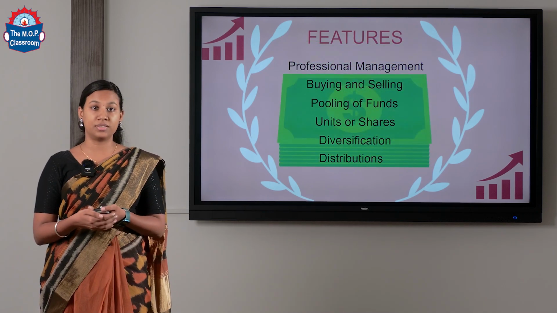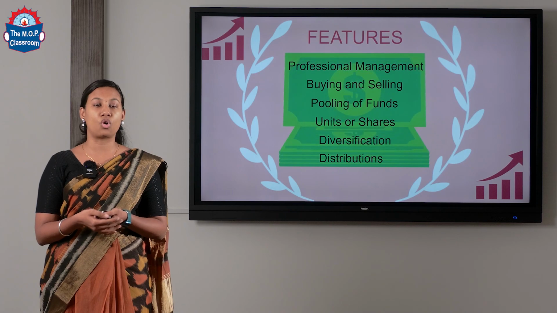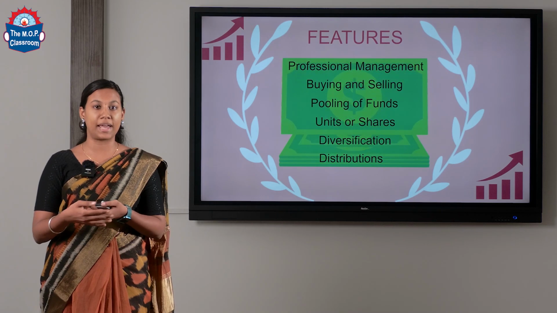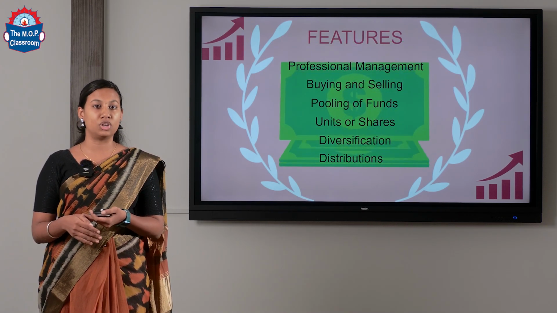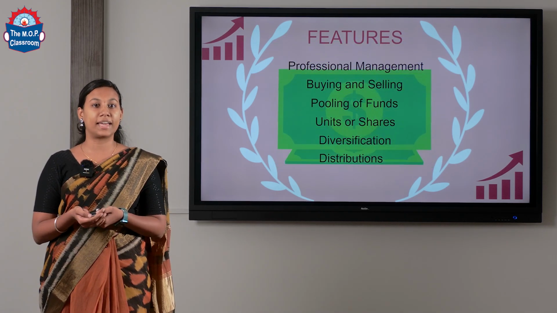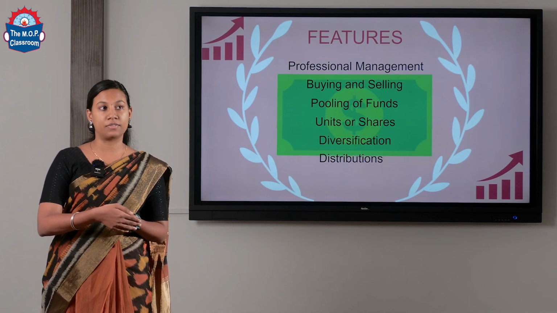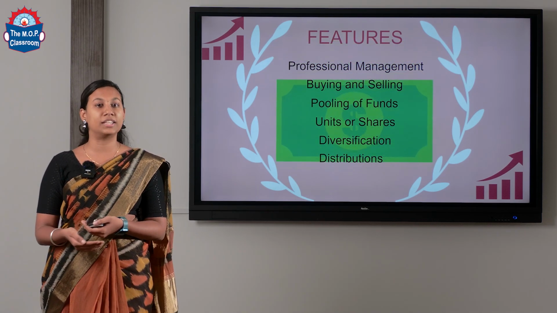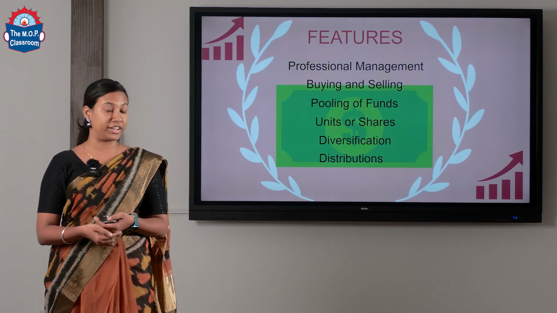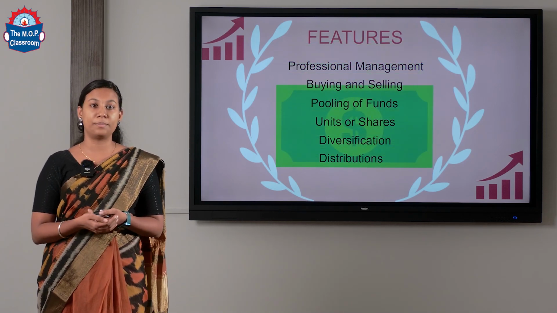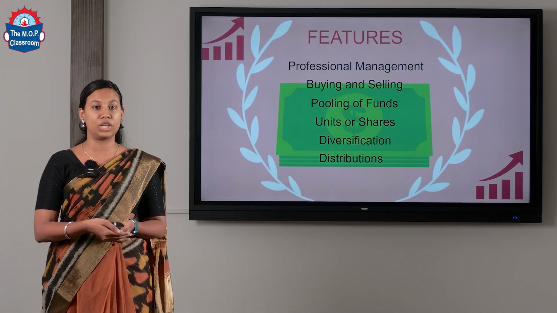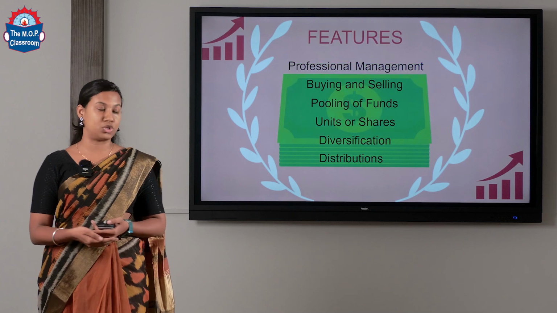And diversification, this is based on the principle that do not put all your eggs in one basket. What happens if you put all your eggs in one basket? If there is any loss, the total of your investment is going to be lost. Apart from that, if you invest in various avenues, even if there is a loss from one place, that will be made good by the gain that you get from the other investment. That is why diversification is important, which is a main feature of mutual fund companies. And then distributions: whatever income they earn through the investments that you make in mutual funds will be distributed to the investor in the form of either dividend or interest.